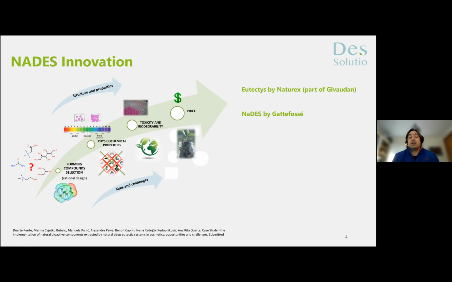But there are already, as we all know, NADES implemented in this way. The big examples are Eutetics by Naturex, that was recently bought by Givaudan. And of course, Gat4C, that already has some natural extracts with deep eutectic solvents that are used in cosmetic formulation. So, of course, NADES already are at a point that they can be used in the industry, but there's a lot of fundamental research that needs to be done so that we have a more rational design towards the starting point and the implementation in the industry.